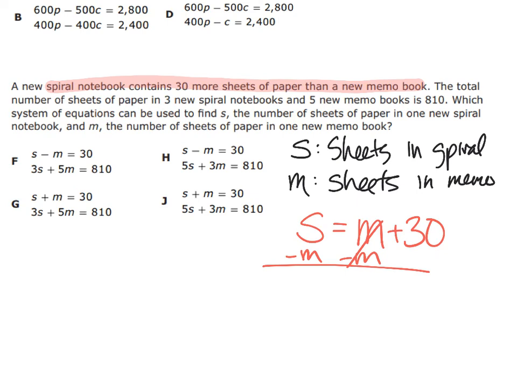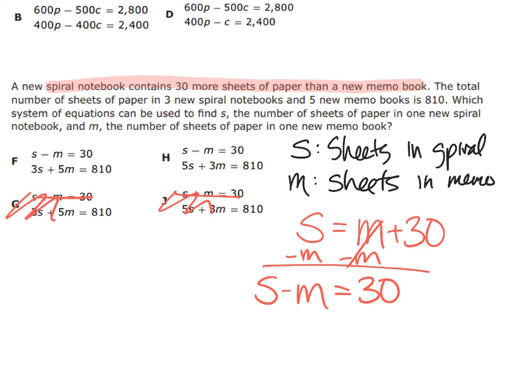Can I actually do S's minus M's? No, so I just put them next to each other. S minus M is equal to 30. Which one does this match now? Okay, can I eliminate G and J? Yes, because this is not correct. We didn't add them together. We're subtracting them if they're on the same side. I got a 50-50 shot of getting this right.